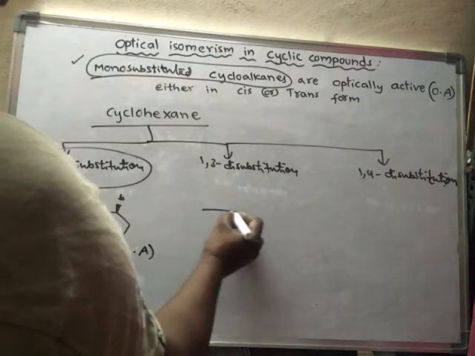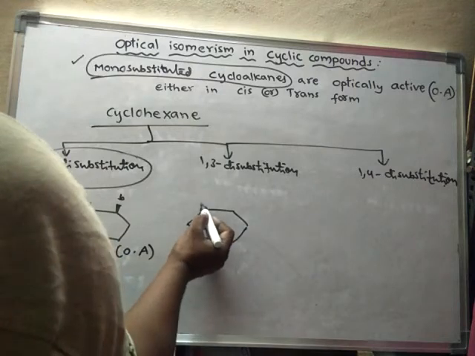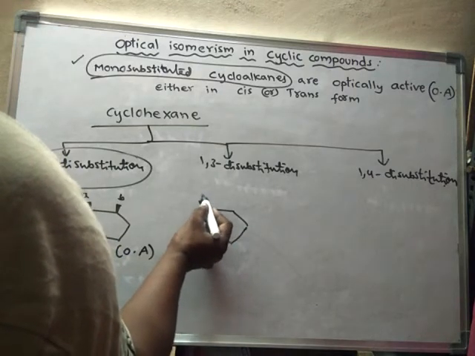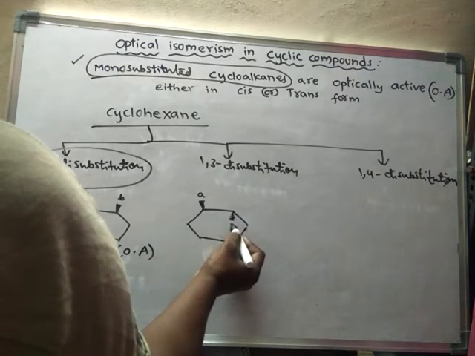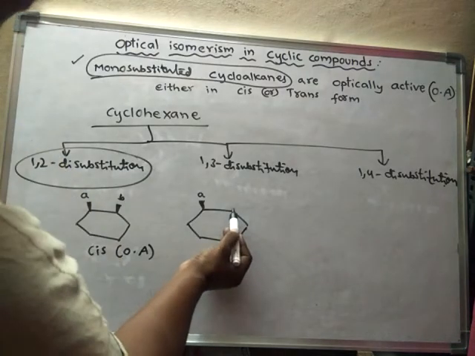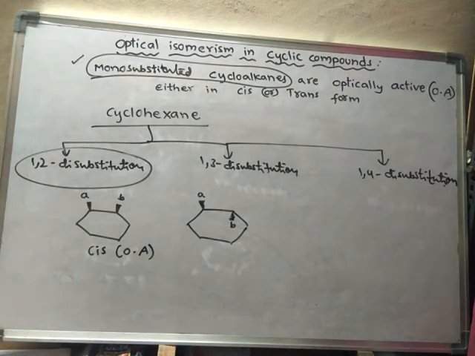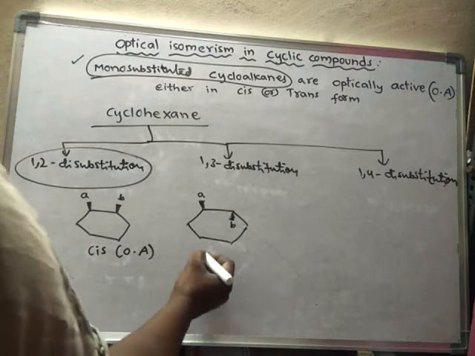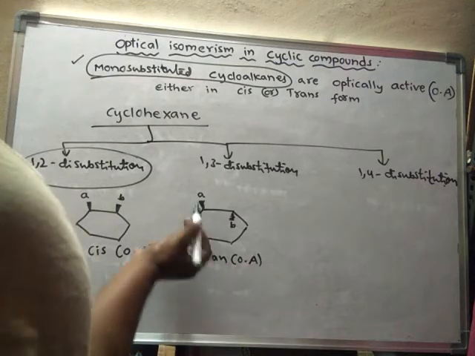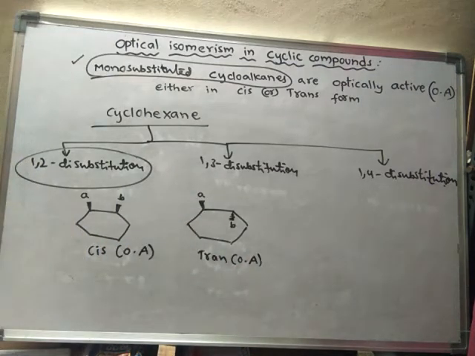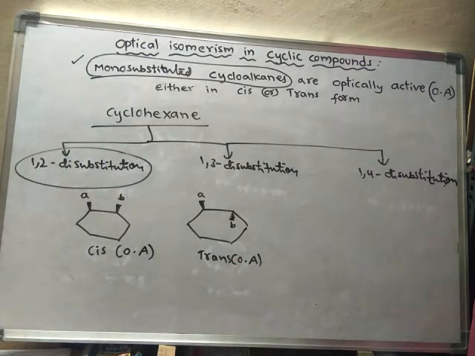If you take the trans form of this one, that means one is above the plane and another one is below the plane. So here this hydrogen will be above the plane and here this hydrogen will be below the plane. So in this case also, the trans form is optically active because these two are different groups, hence there is no plane of symmetry or any elements of symmetry.